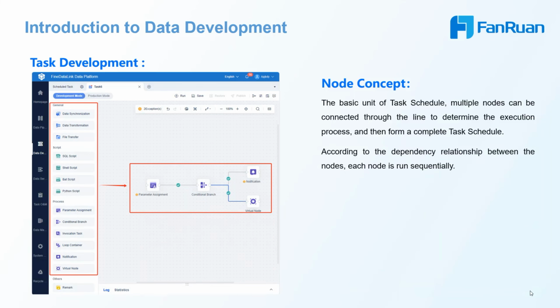First, we'll explain the specialized terms. The concept of a node is the basic unit of a scheduled task. For example, the data synchronization node, data transformation node, SQL script node, etc. Multiple nodes are connected to determine the execution process and then form a complete scheduled development task. For example, from parameter assignment to conditional branching to message notification. According to the dependency relationship between the nodes, each node is run sequentially.